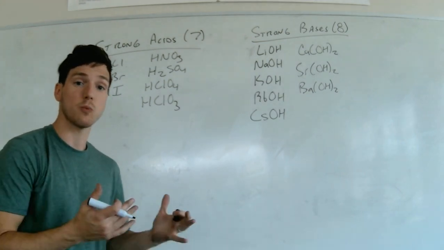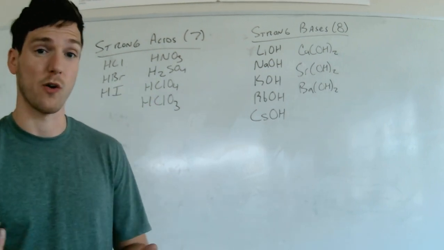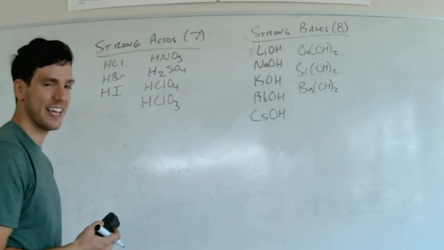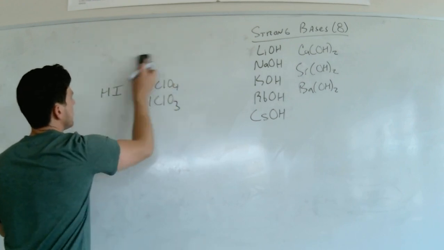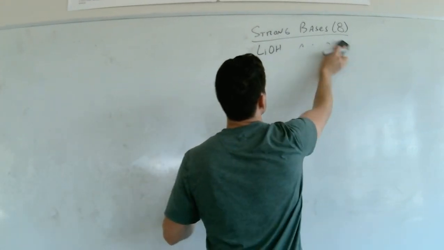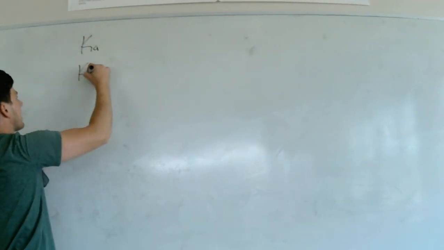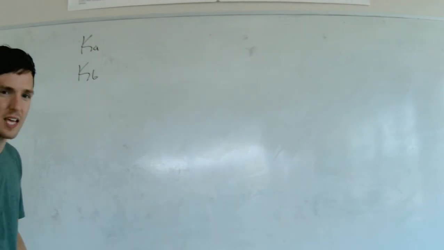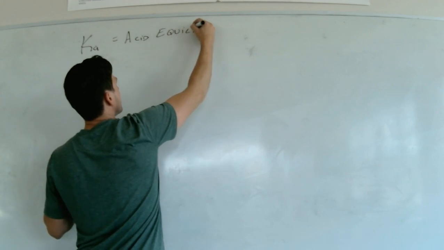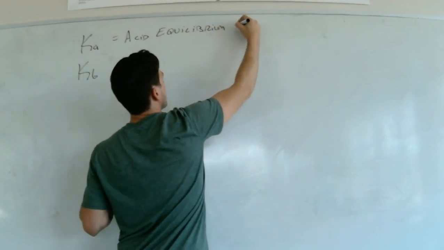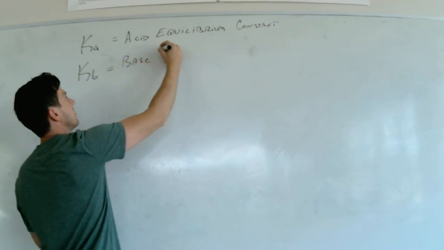Okay, so you've got these to memorize, but there's also a nice numerical way to tell if an acid or a base is strong or not, and it is through the K constant. Okay, let's see what that is all about. So we will have something called Ka or Kb. Ka is the acid equilibrium constant, and Kb is the base equilibrium constant.